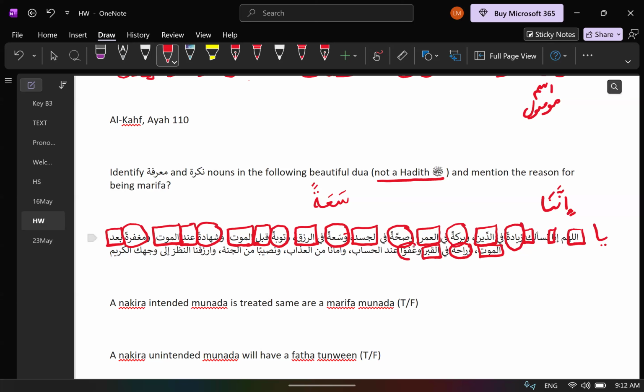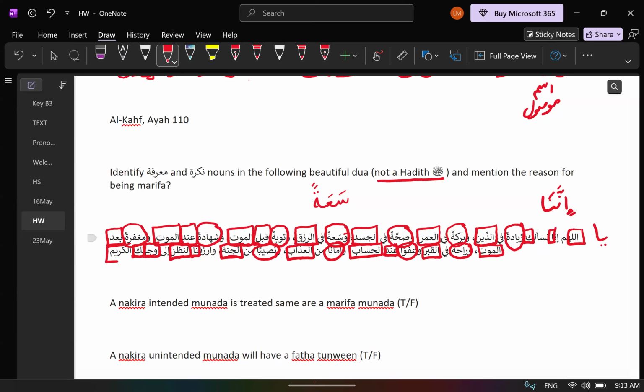Wa afuwan indal hisabi. Hisabi is the marifa. Wa ammanan min al azabi. Amanan is nakira and al azab is the marifa. Nasiban is the nakira. Al jannati is the marifa. Warzukna, the na part is the pronoun, so that is marifa. Warzuknan nazara, so al nazara is the marifa. Ila wajhikal. The ka in wajhika is the marifa, and it's mudaf ilayhi. So both become marifa.